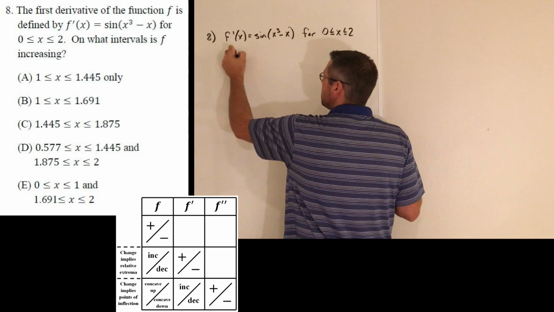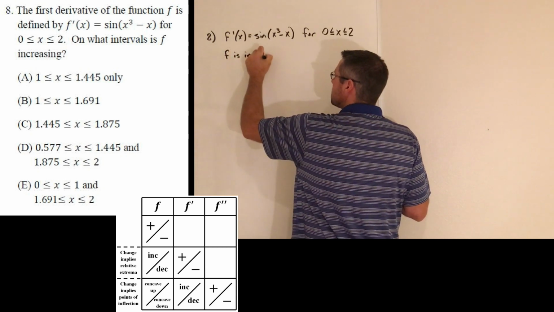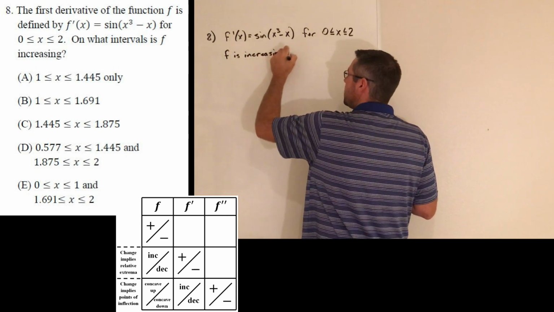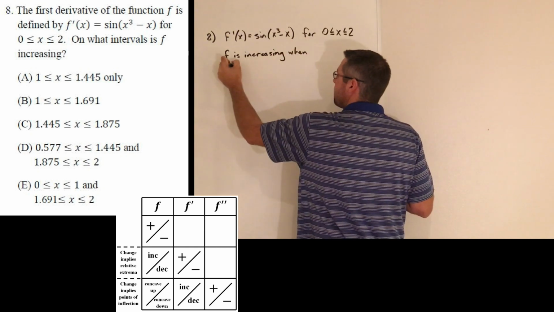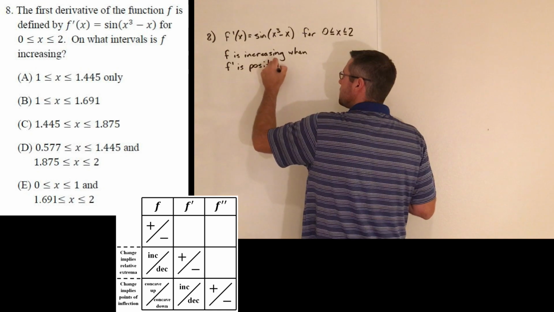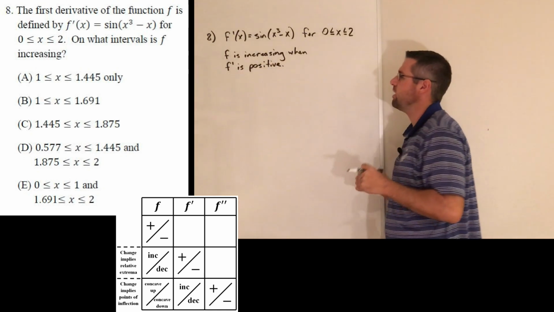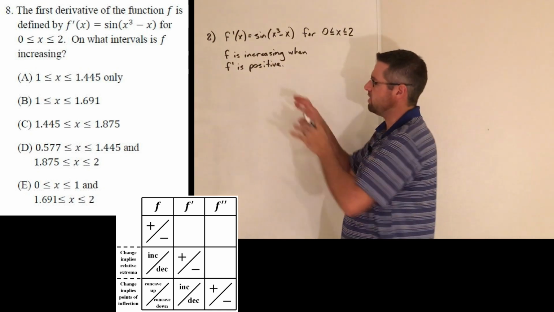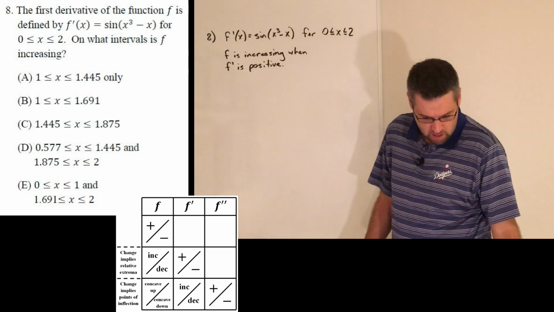We would say f is increasing when f prime is positive. Okay? So that's what we're looking for. We're looking for when f prime is positive. And again, that's all found from the chart there.